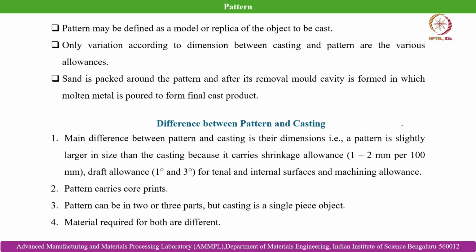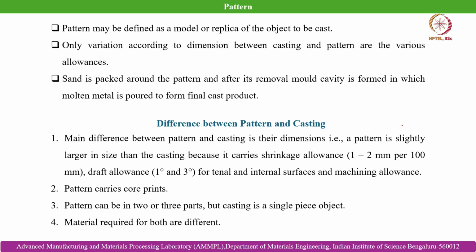Now we will go part by part through the several functional parts of the gating geometry and the important parts of the casting process. A pattern may be defined as a model or replica of the object to be cast. The only variations in dimension between casting and pattern are the various allowances. There are several allowances that we provide to the patterns for different reasons, such as shrinkage allowance, draft allowance, machining allowance, shake allowance, and so on. We will discuss all those allowances one by one.